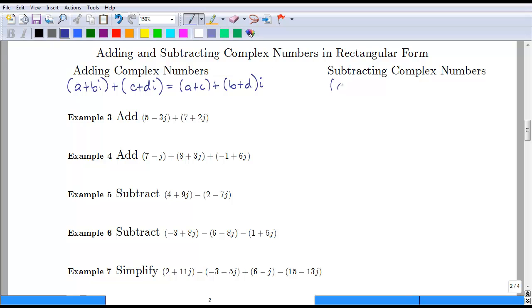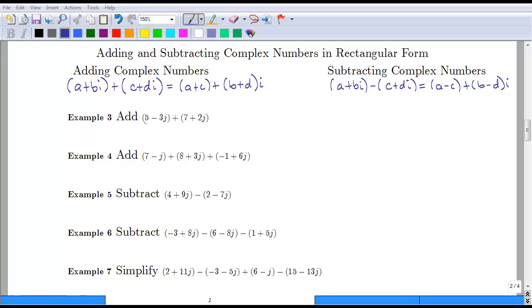Subtracting is quite the same. A plus bi minus c plus di. We have to be careful here to distribute that negative, but we end up with a minus c plus b minus d times i.